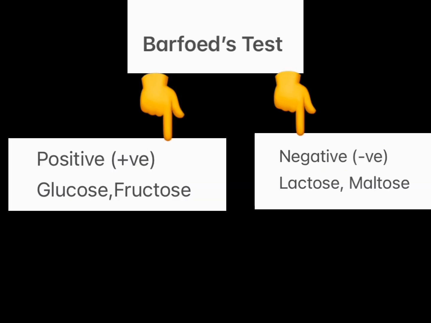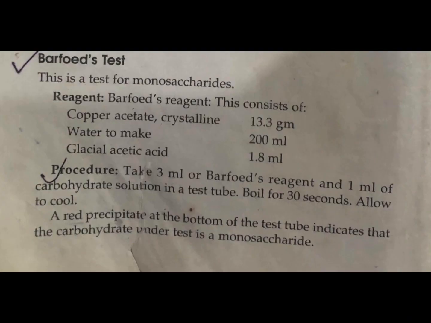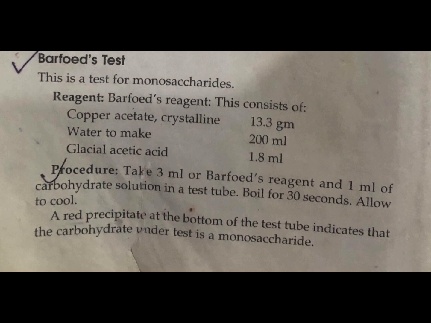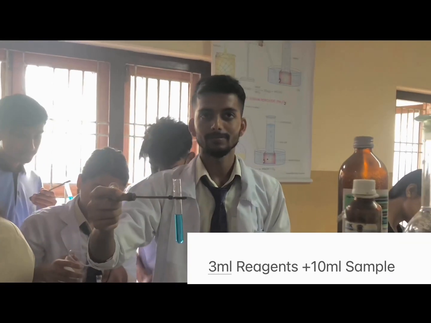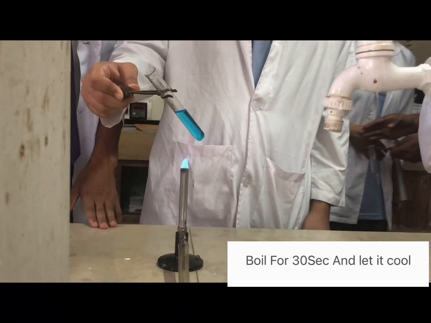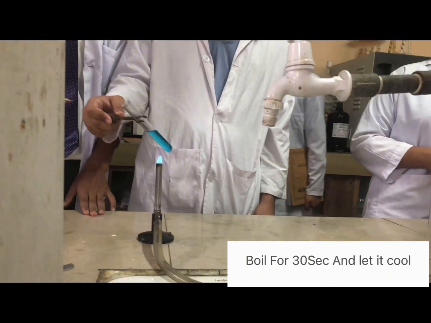After that we go for the Barfoed test to determine whether there is presence of glucose, fructose or lactose, maltose in the sample. Here we can see the procedure for the Barfoed test and for the reagent. We have prepared Barfoed reagent. Add 3 ml reagent plus 1 ml sample in a test tube and boil for 30 seconds and let it cool.